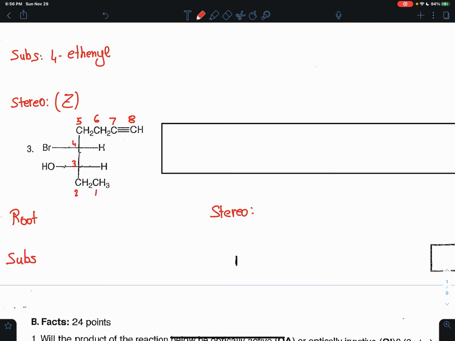So for the root, we have an 8 carbon chain, so that's going to be an oct, right? And now on carbon number 7, we have a triple bond, so that would be an oct-7-yne. And then on carbon 3, we have an alcohol, so that would be a 3-ol, right? So alcohol, when it comes to nomenclature, you'll just add an -ol at the end.